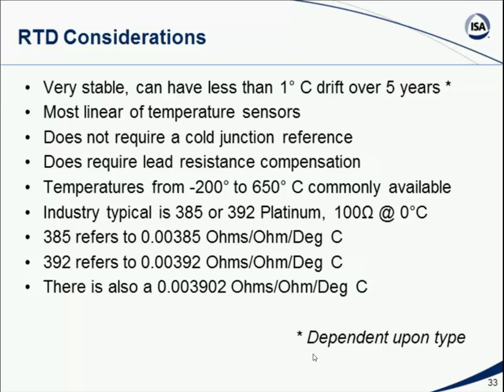There are a couple of standards out there. We talk about a 385 or 392 platinum, and what those numbers actually stand for is, 385 means 0.00385 ohms change per degree C. They're called 100-ohm platinum RTDs because typically enough wire is wound to give them a basic resistance of 100 ohms at 0 degrees C. So that's your starting point. A platinum 100-ohm RTD should have a resistance of exactly 100 ohms if you cool it to 0 degrees C. Or in other words, stick it in an ice cube, it better read 100 ohms.